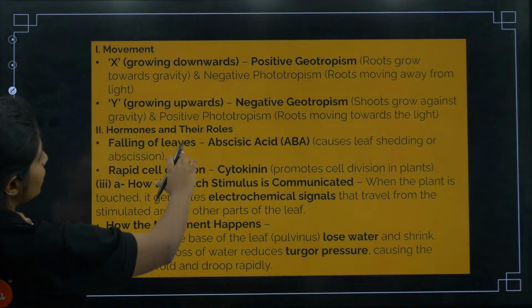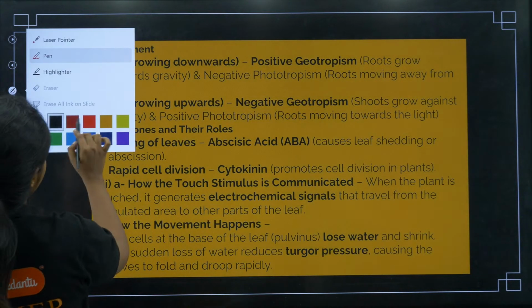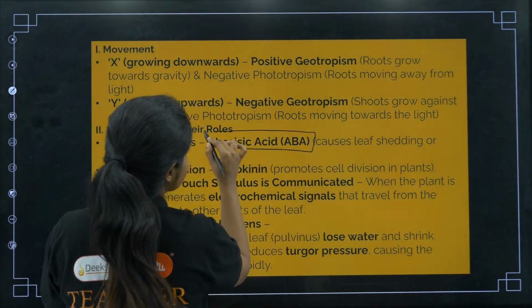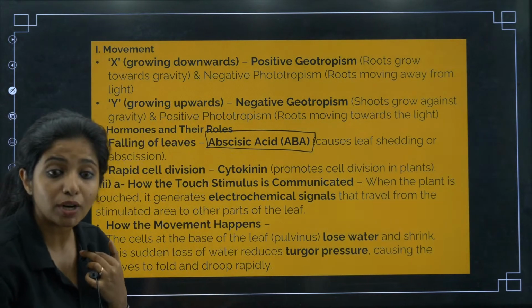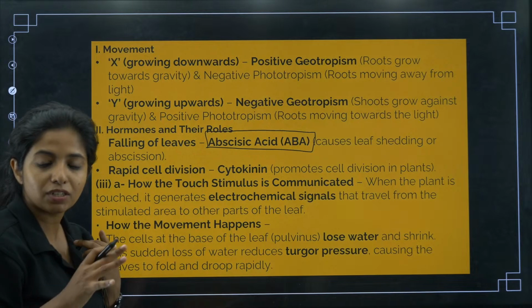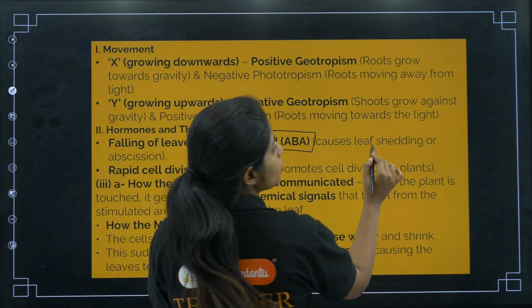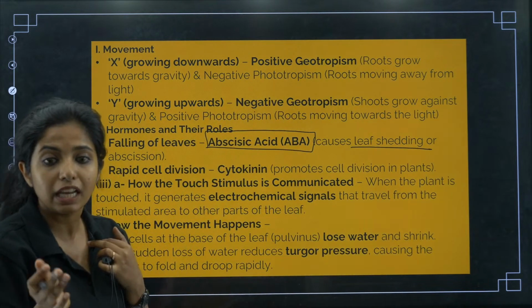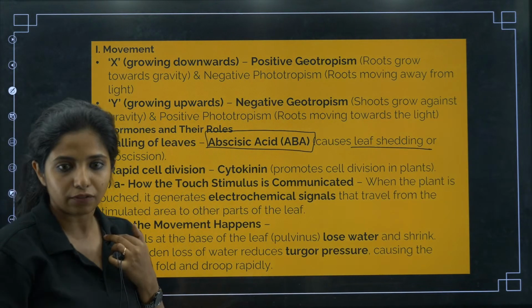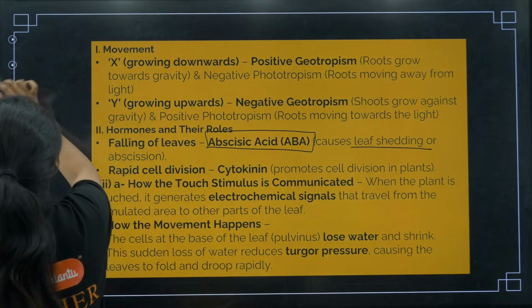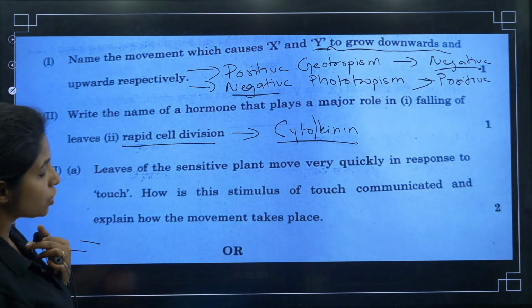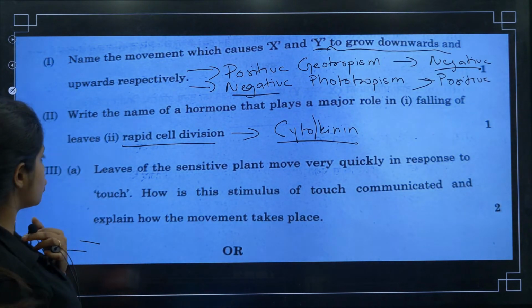And over here, you have the answer for the other question as well. That is abscisic acid, ABA. It is also known as stress hormone. Whenever the plant is in stress, it is going to increase its abscisic acid. And this abscisic acid also helps in leaf shedding and abscission of the leaf. The same meaning.